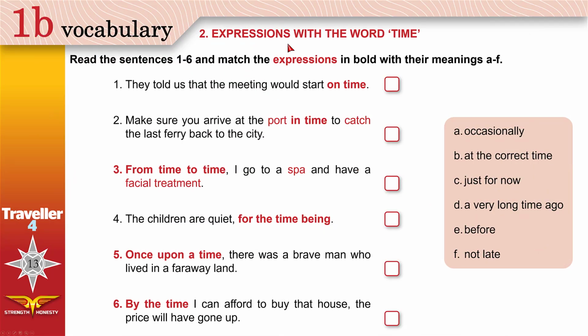2. Expressions with the word time. Time, time, time. Each time, the word time gives a completely different meaning. Read the sentences 1 to 6 and match the expressions. What's the meaning of expressions? These are not words. On time, in time, from time to time. These are expressions: groups of words that together give a particular meaning.